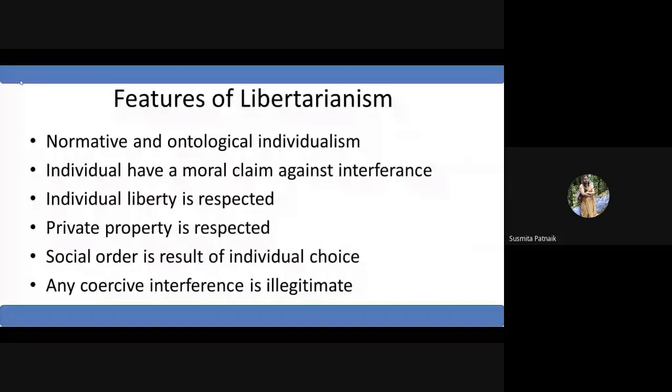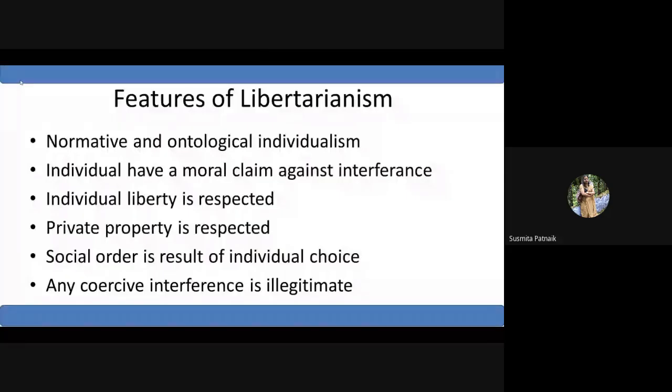Each individual has separate value. So we have to boost the individual according to the individual's personality or potentiality. And the state should not interfere in the right, liberty and property of the individual, and its property, right and liberty should be respected.